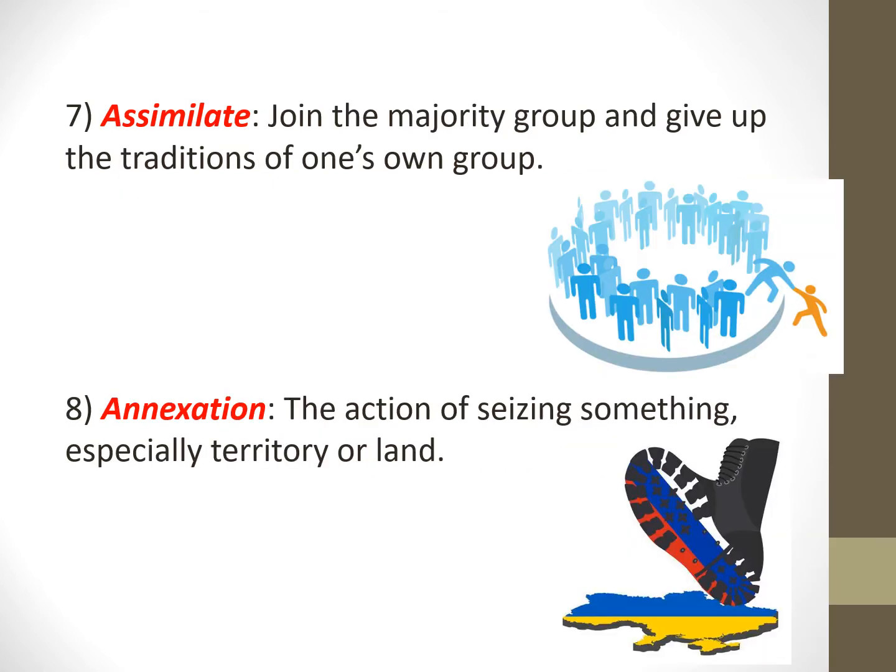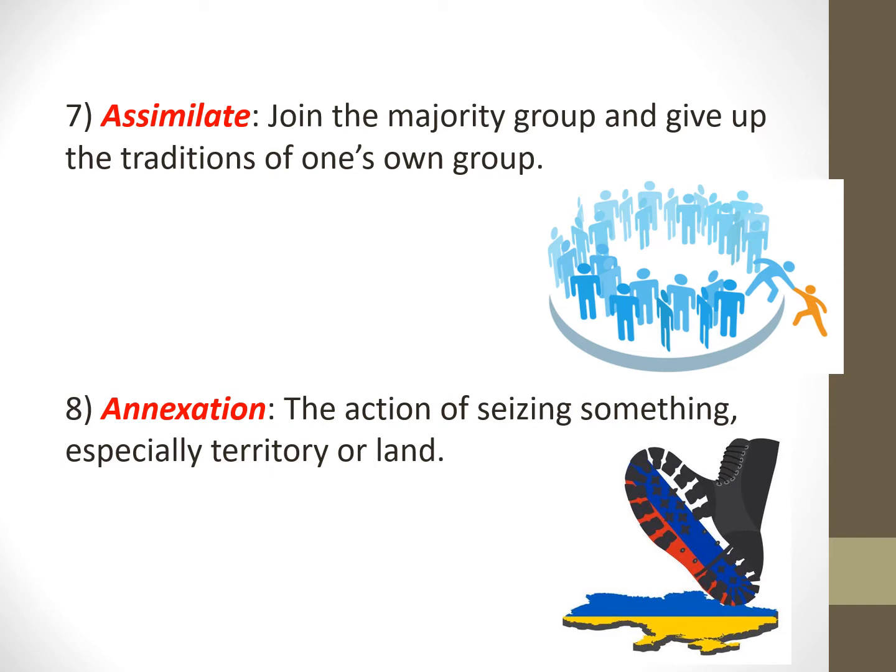Next, we have assimilate. This means to join the majority group and give up the traditions of one's own group. Oftentimes, this could be things such as language or culture. Oftentimes, people will do this because they are forced to, either the majority group says you have to be part of us or you can't do certain things. Other times, it could be in terms of jobs. The next one is annexation, the action of seizing something, especially land or territory, and it's usually done in a very forceful way.